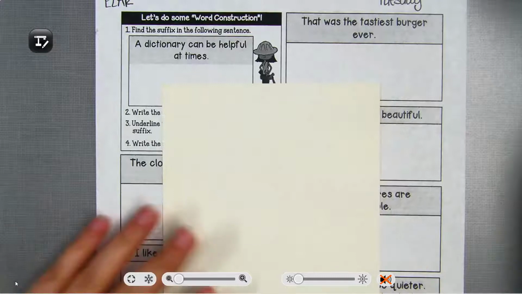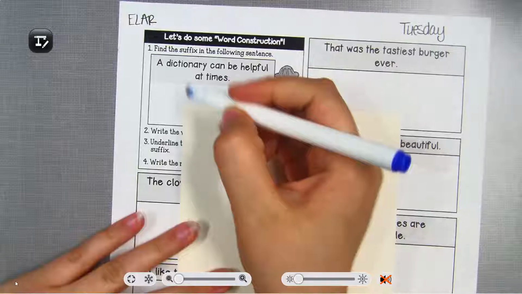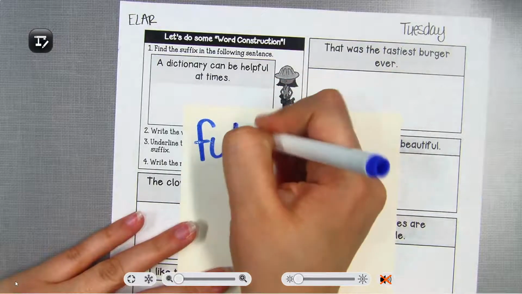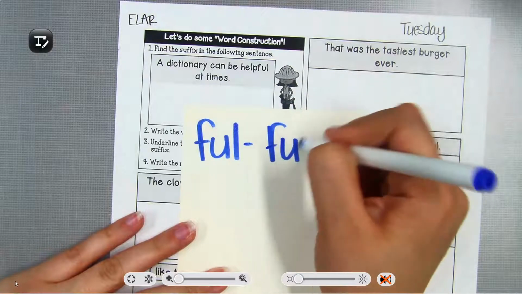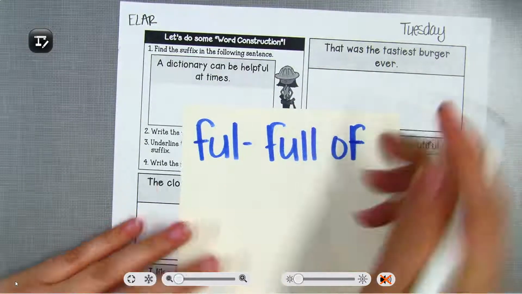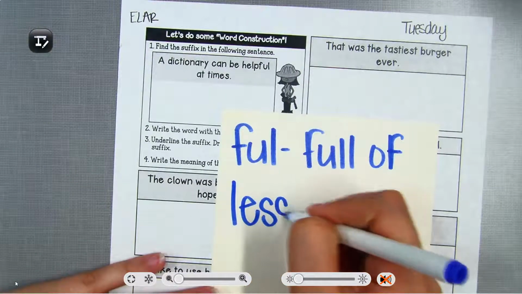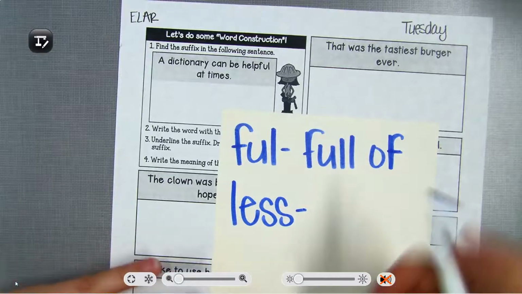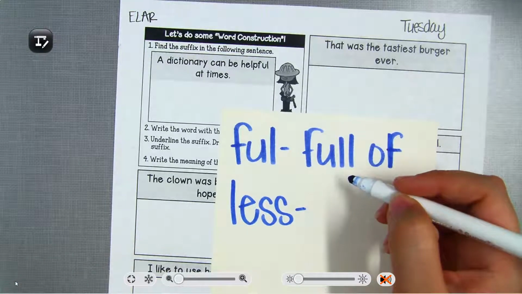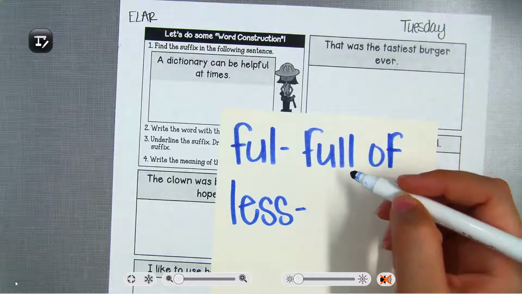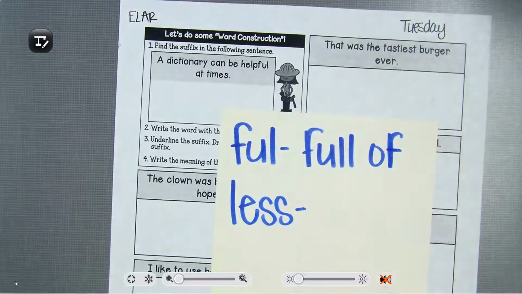So we have full, which means full of. We have less, which means, oh, you forgot what that meant. Oh, without.